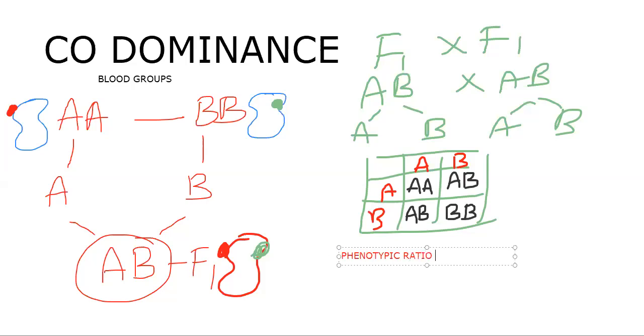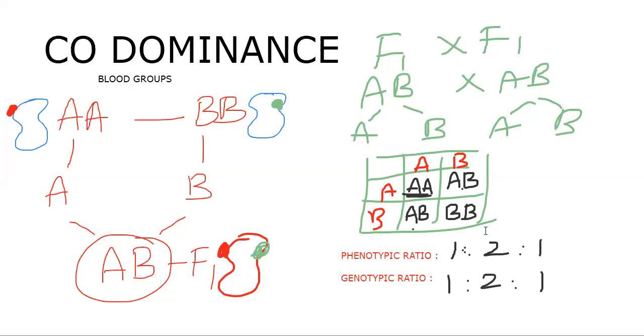Phenotypic ratio and genotypic ratio. We have to see both here. Okay, phenotypic ratio. So, how many A blood group appeared here? Three. One. How many AB blood group appeared? Two. How many B blood group appeared? One. In the genotypic format also you can see homozygous A, heterozygous AB, and homozygous B.